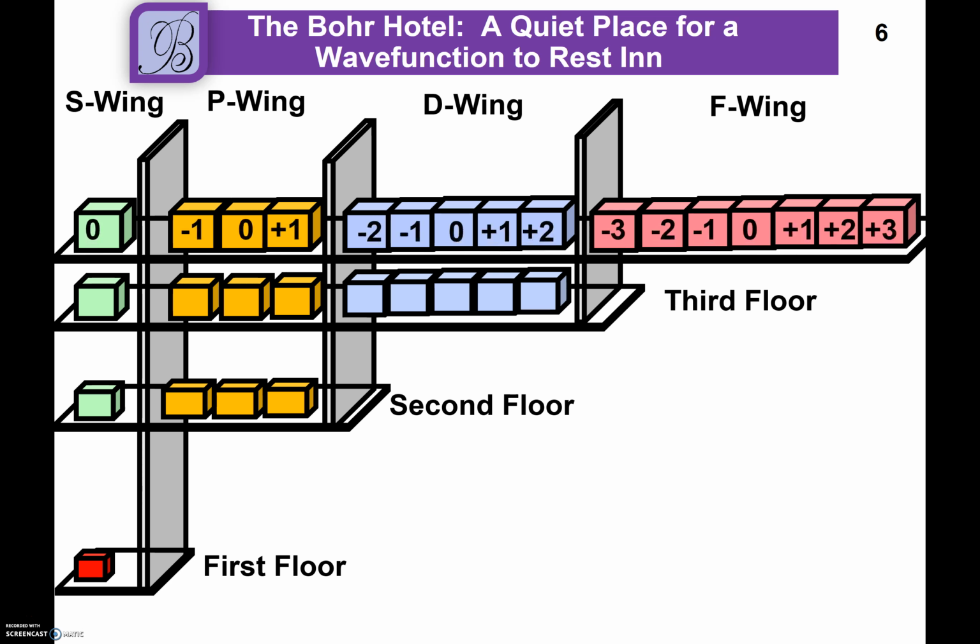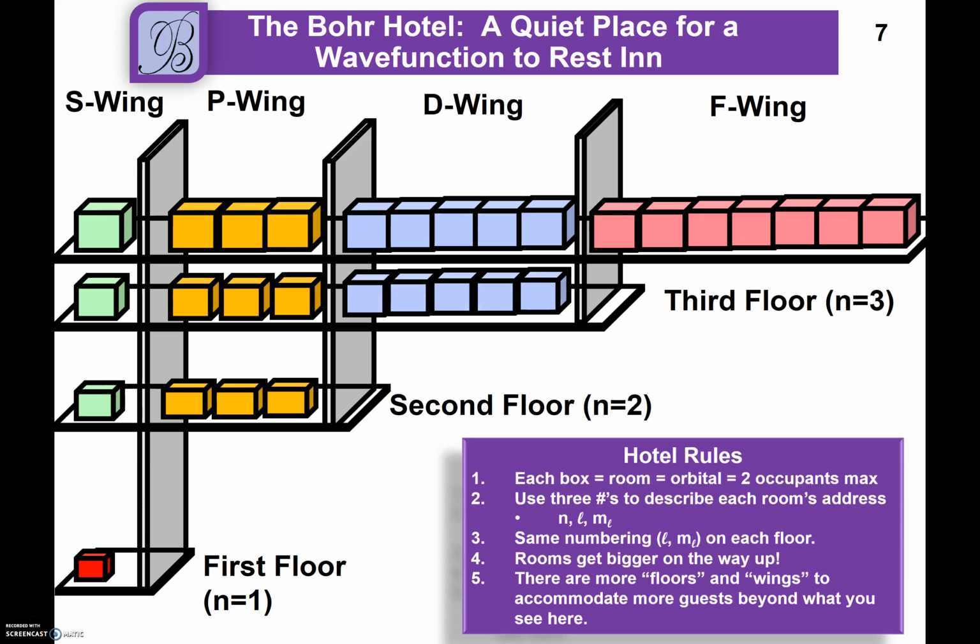As you can see here, anytime you're dealing with an s orbital in the s wing, it's just going to be called a label 0. And then there's going to be the label -1, 0, and 1 for the 3 p orbitals. And then for the d's, you go from -2 to 2, and f, as you can see, -3 to +3. So we've got to remember the floors have a number, and those are the n's. N stands for the energy level. It's not nodes, it's energy level.